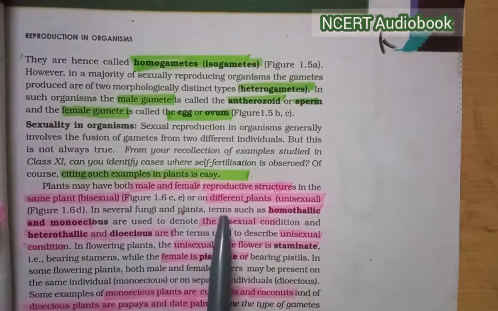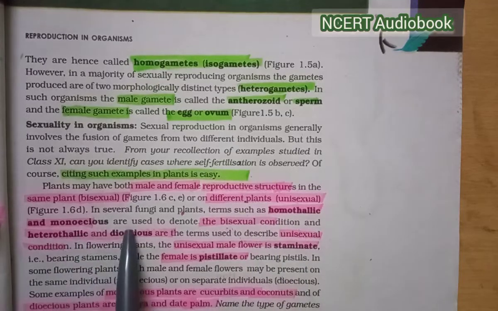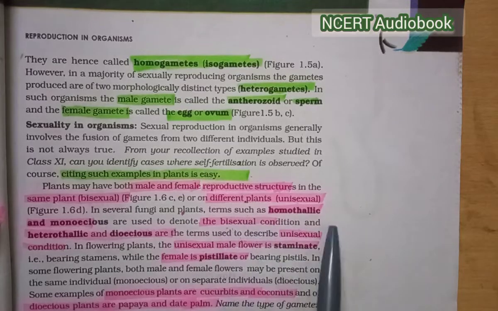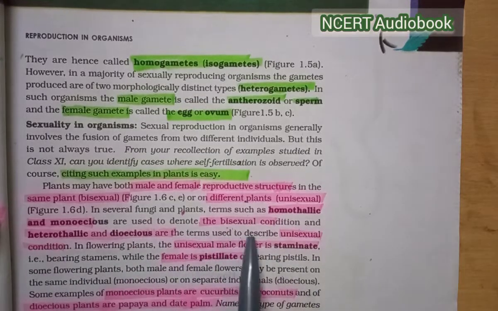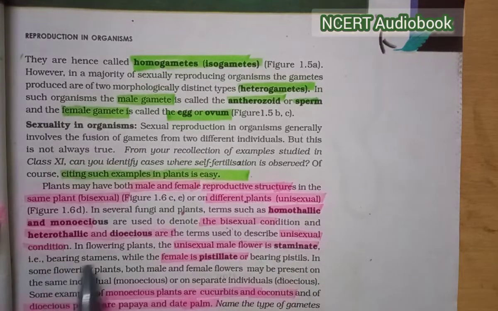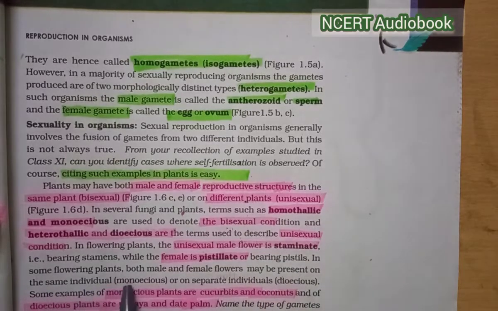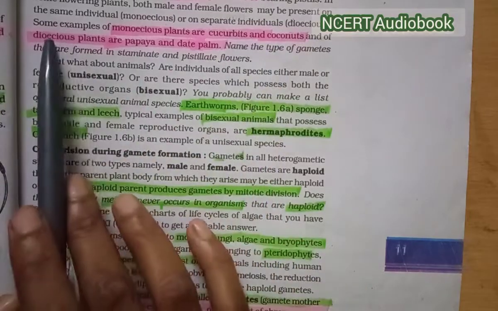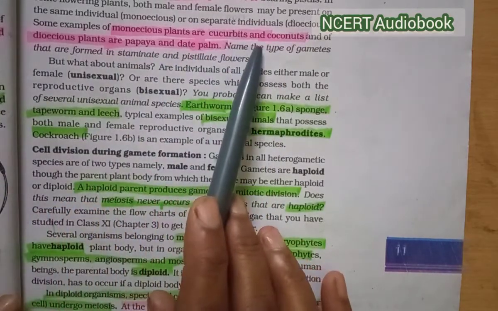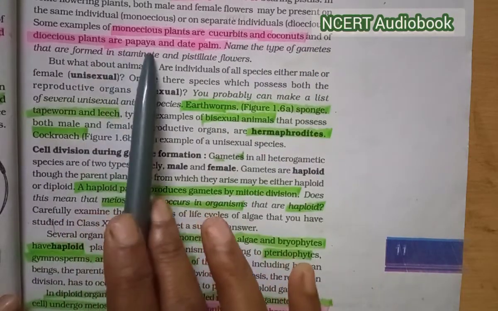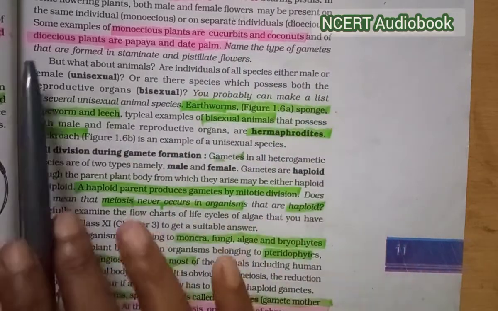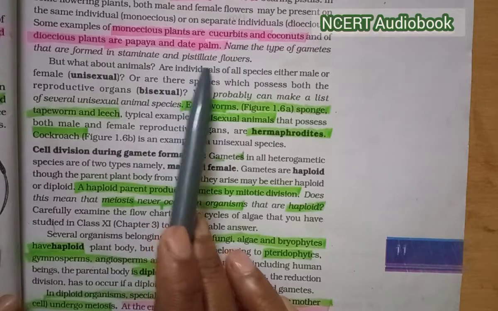In several fungi and plants, terms such as homothallic or monoecious are used to denote the bisexual condition, and heterothallic and dioecious are the terms used to describe the unisexual condition. In flowering plants, the unisexual male flower is staminate, that is, bearing stamens, while the female is pistillate, or bearing pistil. In some flowering plants, both male and female flowers may be present on the same individual, monoecious, or on separate individuals, dioecious. Some examples of monoecious plants are cucurbits and coconuts, and the dioecious plants are papaya and date palm. Name the type of gametes that are formed in staminate and pistillate flowers.